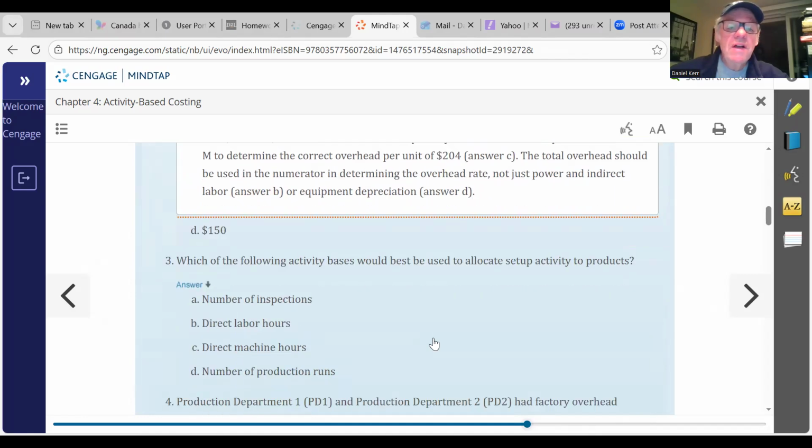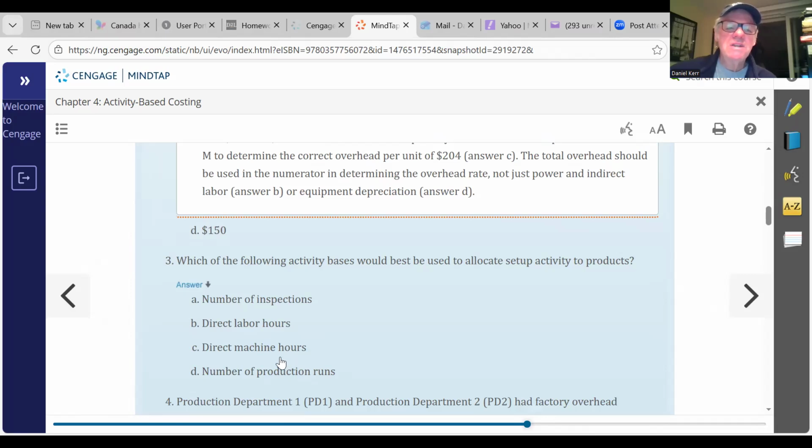Number 3, which of the following activity bases would be best used to allocate setup activity to products? Well, setup activity to products would be based on the number of production runs. That would be the allocation that we would use. So let's take a look at the choices. Number of inspections, no, that would be for inspections. Direct labor hours, machine hours, that wouldn't be true. That would be more for the various departments like fabrication, assembly.